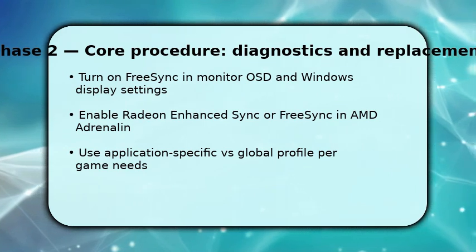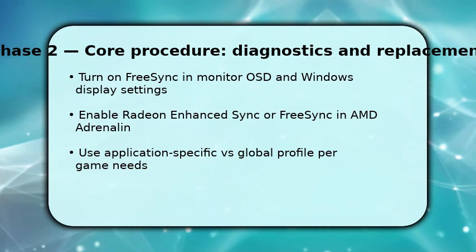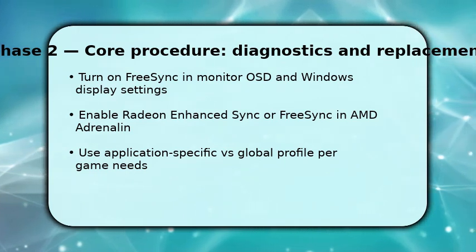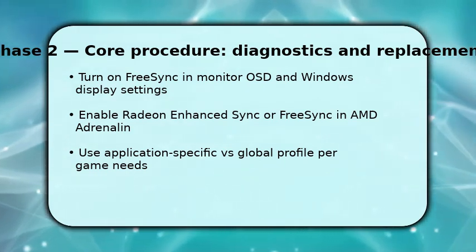Once configured, choose whether to apply settings globally or per game. Use per game profiles for competitive titles. Make sure VSync is off if using FreeSync, or set to adaptive to avoid double buffering.